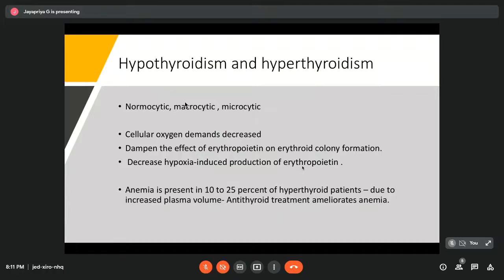And secondly, because of hypothyroidism, the normal effect of erythropoietin on the erythroid colony formation will be dampened. Usually, thyroid hormones accelerate the effect of erythropoietin on the erythroid colony formation. So when there is hypothyroidism, the effect of erythropoietin is decreased. Coming to hyperthyroid patients, as hypothyroidism is causing anemia, you might consider that hyperthyroid patients can go into erythrocytosis, but in fact 25% of patients with hyperthyroidism will also eventually develop anemia, and that is due to the increased plasma volume in these patients. Usually when you treat the patients with anti-thyroid drugs, the anemia will be resolved.